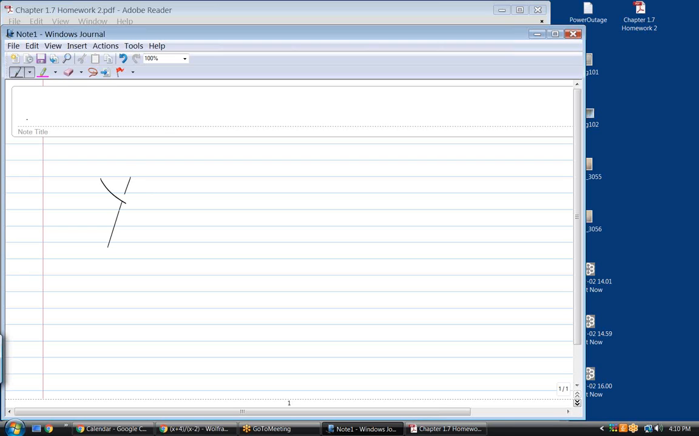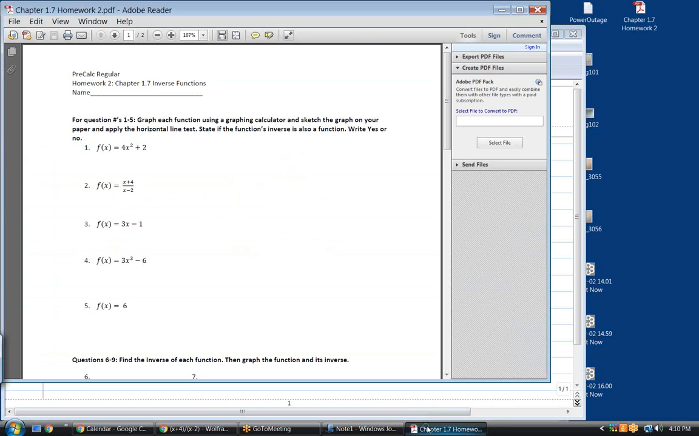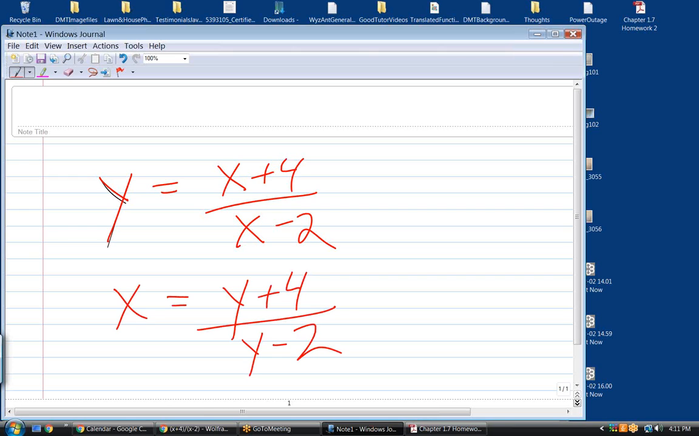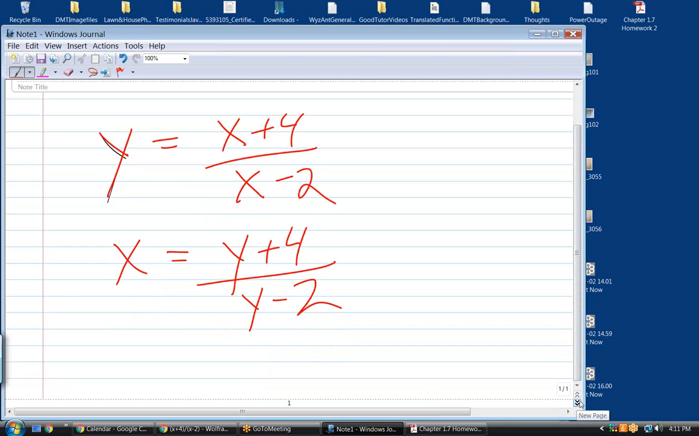If I have y, let me change back to red. I have y equals x plus 4 over x minus 2. How do I find the inverse? Two steps. You have to make the x's into y. Switch the variables and then solve for y. Those are the 2 steps. Always. Switch the variables, there's step 1. And then step 2 is always the harder one. Now solve for y. And solving for y here, do you know how to do it? It can be a little tricky.